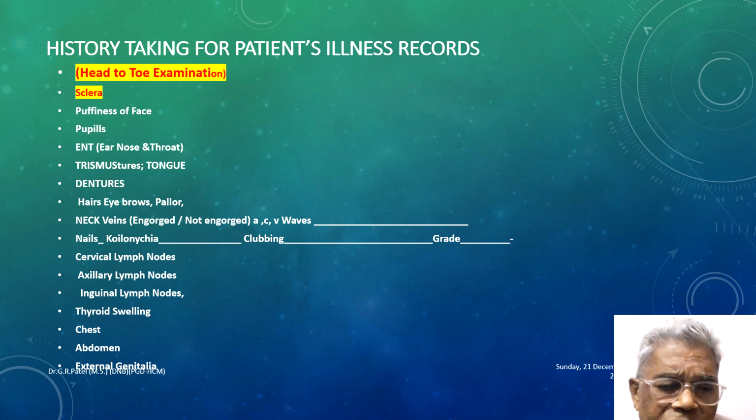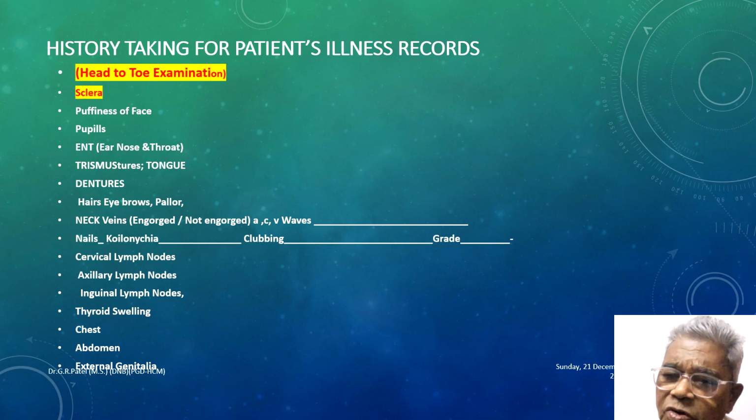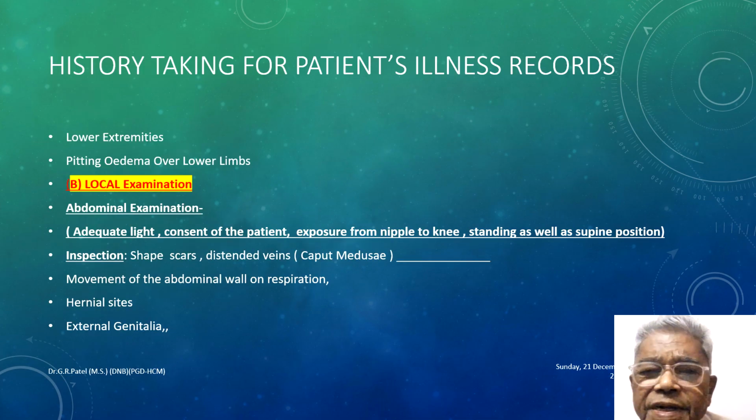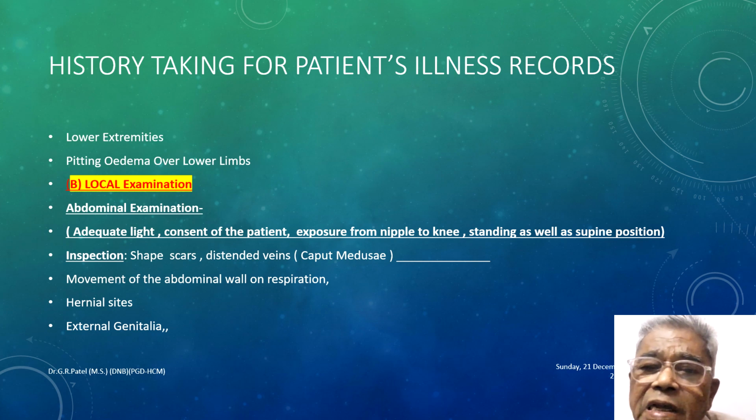Then cervical lymph nodes, axillary lymph nodes, inguinal lymph nodes, thyroid swelling, chest examination, abdomen, external genitalia, they must be examined for any abnormality. Lower extremities for varicose veins, pitting edema over limbs, examination of the abdomen for movement of abdominal wall and respiration, absent in peritonitis, scrotum, testes, prepuce, urethral meatus, stenosis, external hemorrhoids must be examined for.